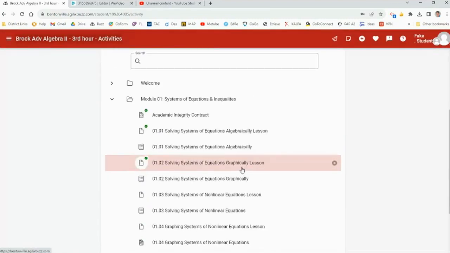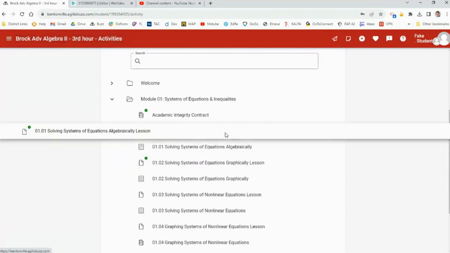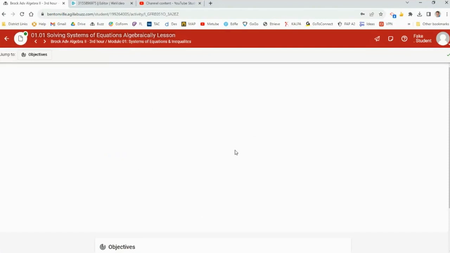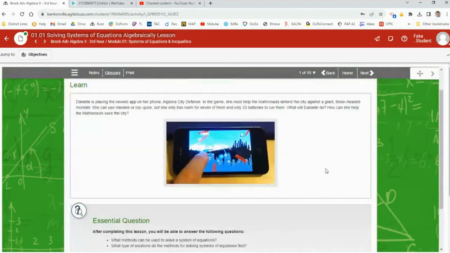Hopefully this is not the first time you've seen this, but it may be for at least quite a while. All right. So solving systems of equations. So what do we mean by systems of equations? That means there's more than one equation involved. So let's look at this. Here's a little opening picture.